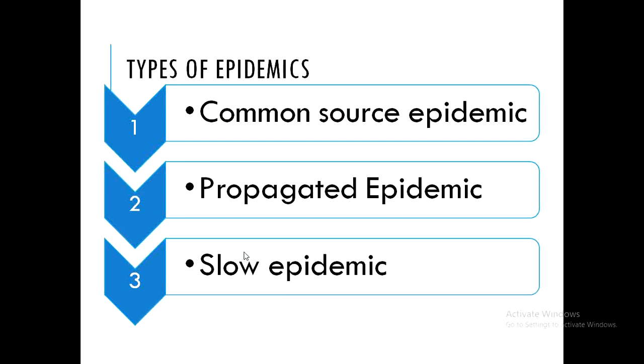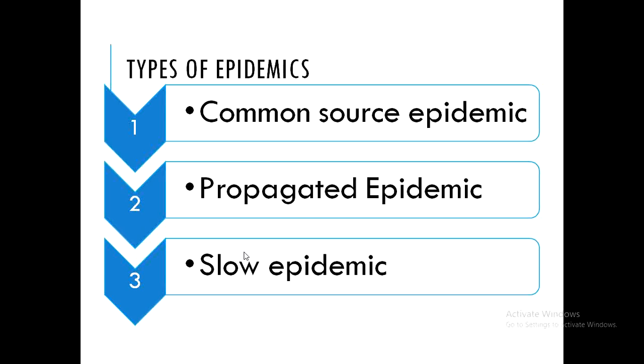The epidemics are further divided into three subtypes: common source epidemic, propagated epidemic, and slow epidemic. As the name is suggestive, if the epidemic is caused by exposure to a common source, then it is known as a common source epidemic.